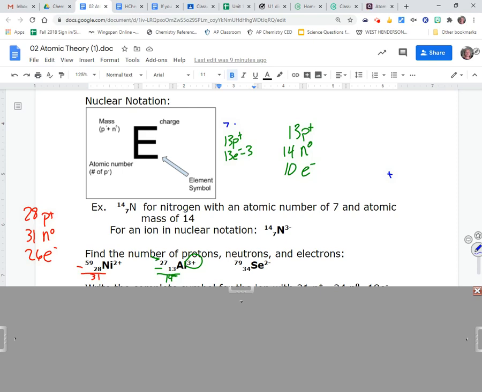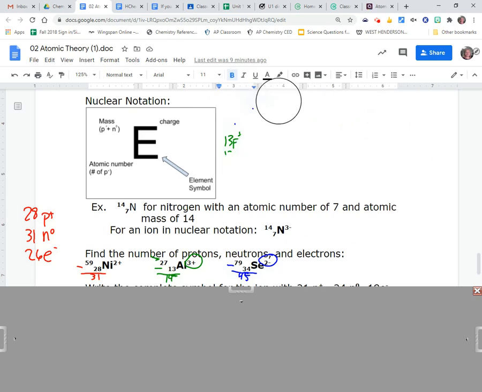The last one is selenium. Selenium has 34 protons, and I know that because of this number right here. It is going to end up with 45 neutrons because I subtract 34 from 79 to give me that 45. And then for my electrons, I have a 2 negative charge. That means I have gained 2 electrons from that neutral point. 34 protons, 34 electrons would be neutral, and I have gained 2 electrons. And so that is going to be 36 electrons.